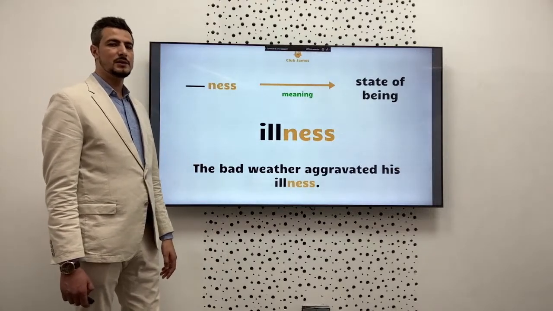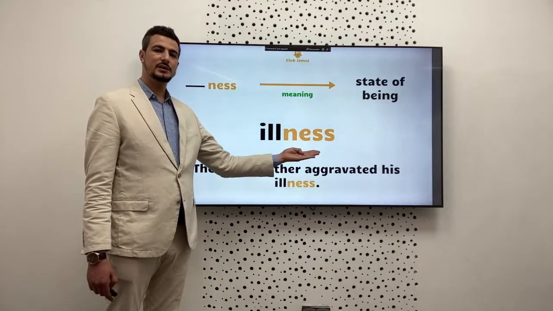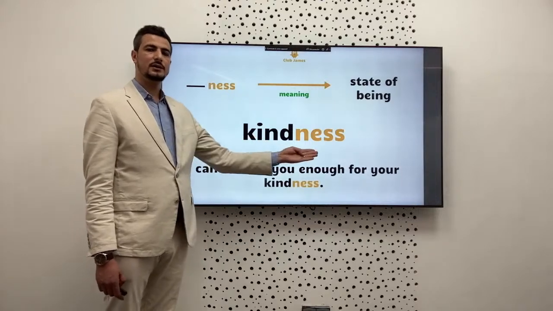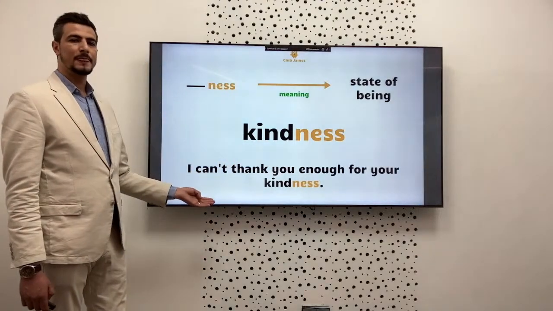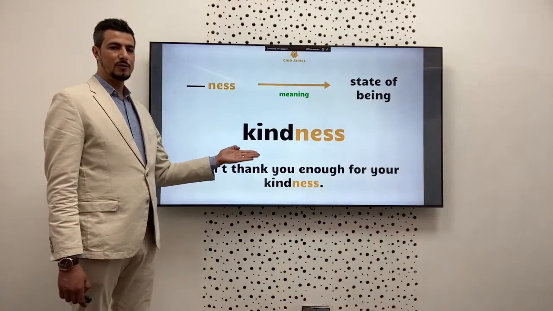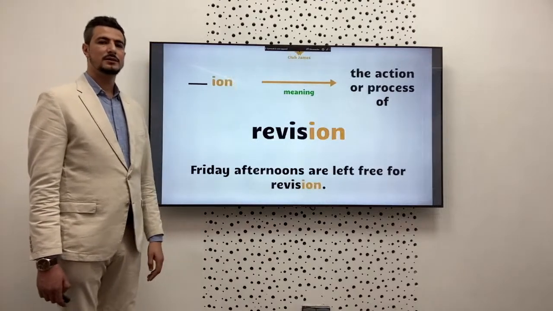Illness is the same example as sadness. He is ill, but the noun or the state of being ill is illness. Again, kindness. Let's read this example. I can't thank you enough for your kindness. So the noun or the state of being kind is kindness.